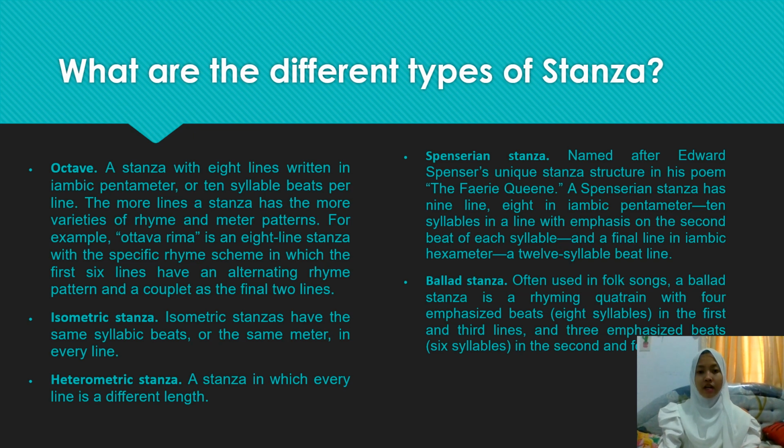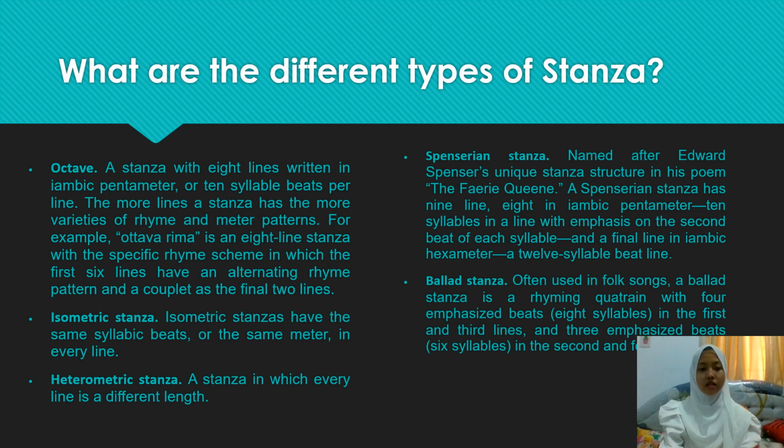What are the different types of stanza? Octave, a stanza with eight lines written in iambic pentameter, or a ten-syllable beat per line. The more lines a stanza has, the more varieties of rhyme and meter patterns. For example, ottava rima is an eight-line stanza with a specific rhyme scheme in which the first six lines have an alternating rhyme pattern and a couplet as the final two lines.